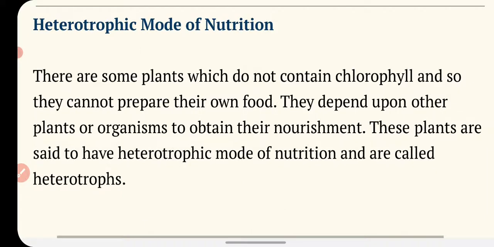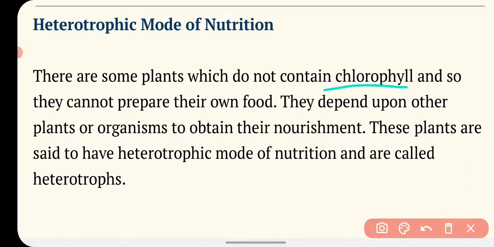So there are some plants which do not contain chlorophyll, and so they cannot prepare their own food. As you know, the autotrophic plants can perform a process known as photosynthesis, and with the help of photosynthesis they can make their own food, and that's why they are called autotrophs. And that's why that nutrition is called autotrophic nutrition, because they can make their own food. And how can they make their own food? Because they contain chlorophyll, and with the help of chlorophyll they can make their food.